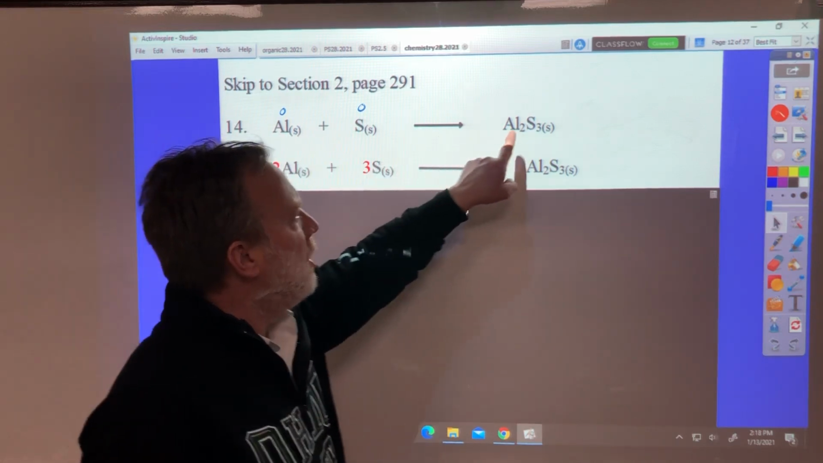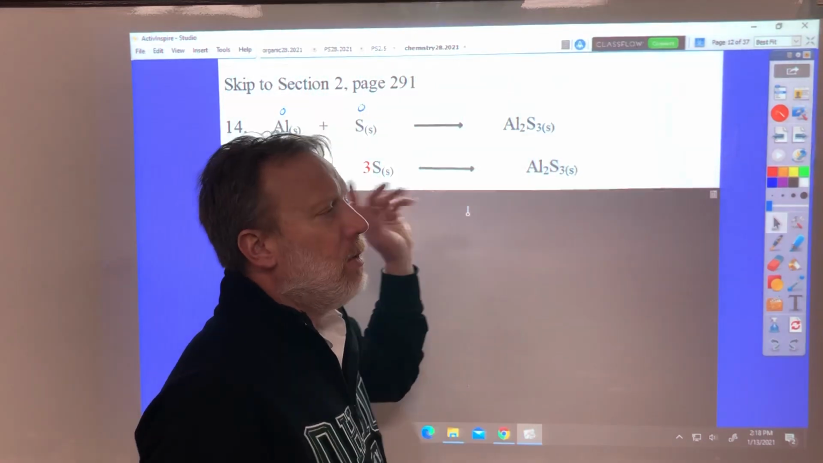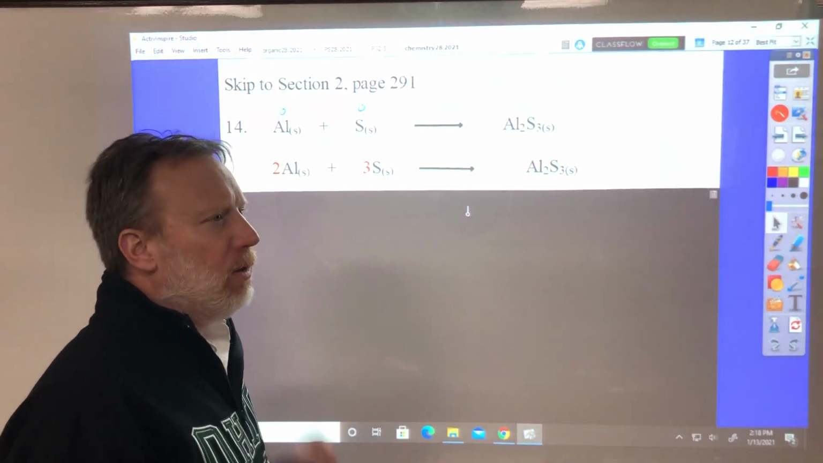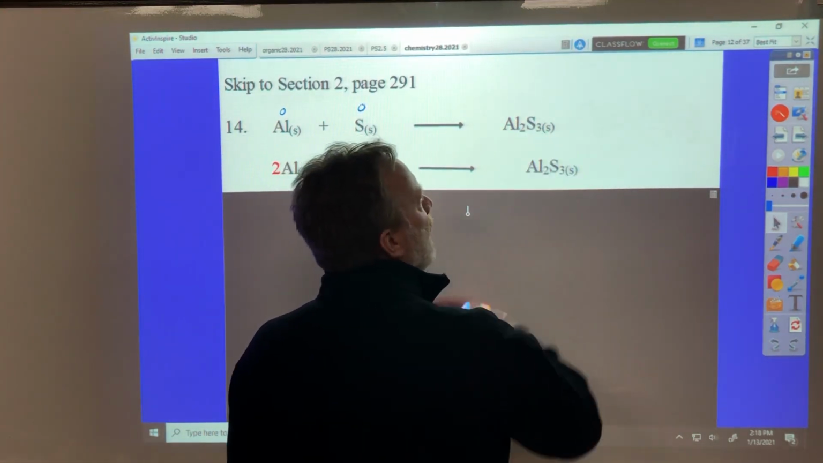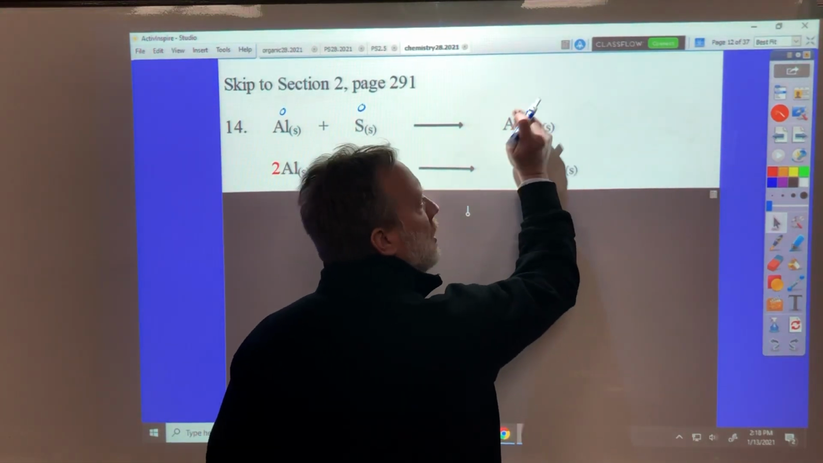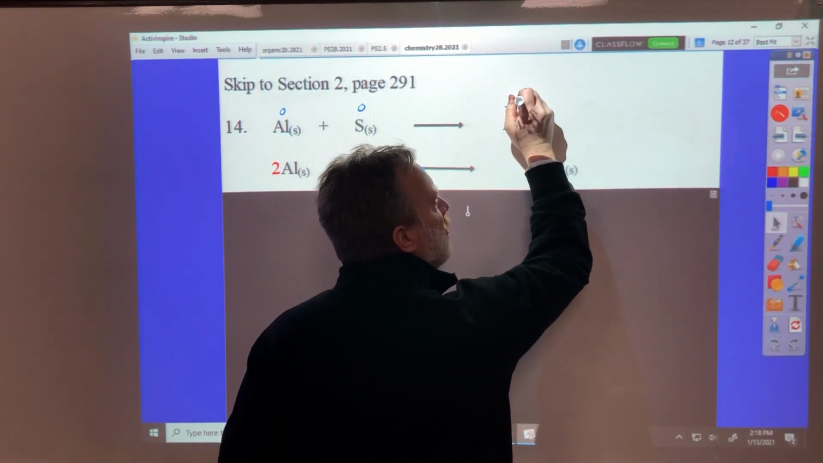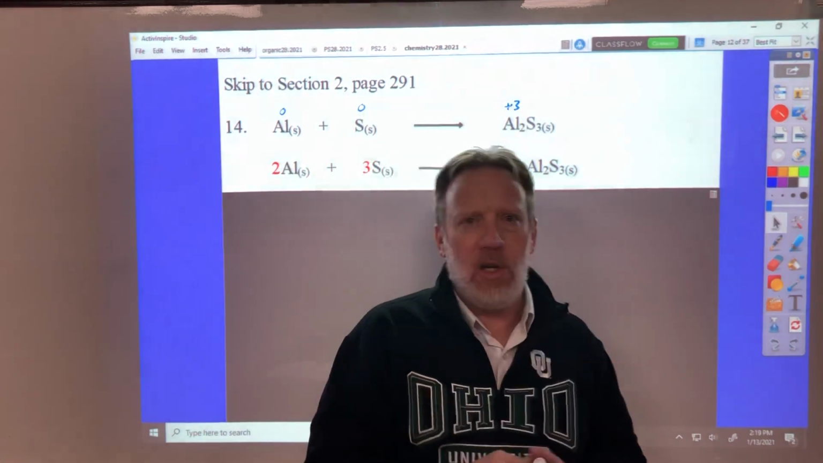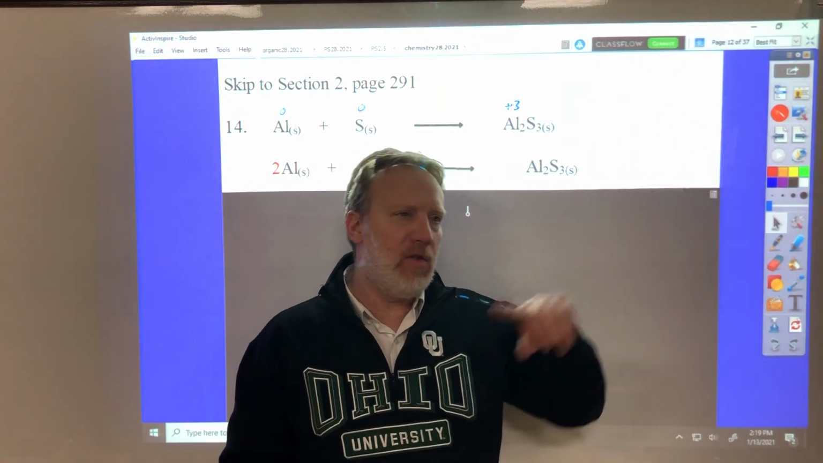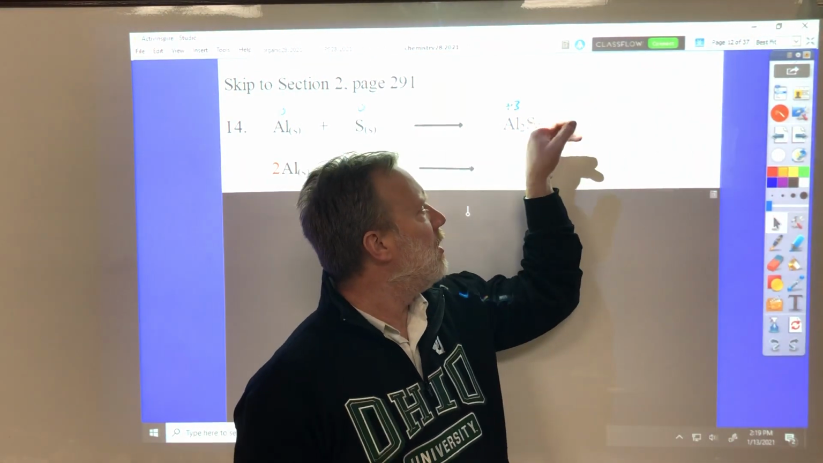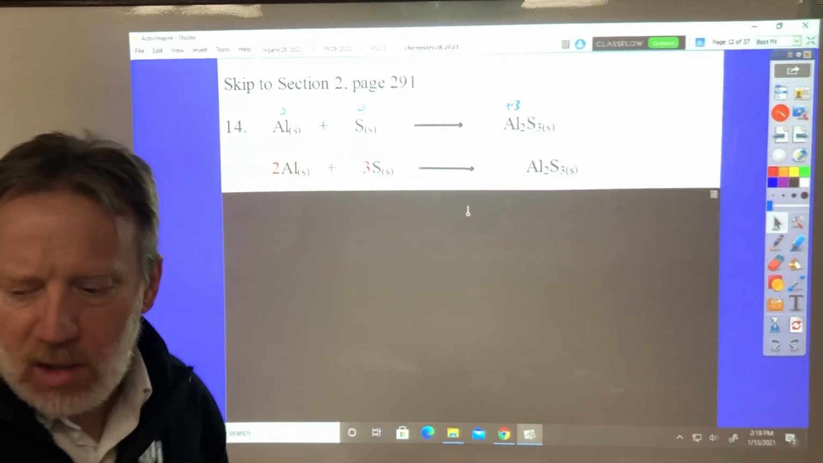But aluminum is giving electrons to sulfur. So by OIL RIG, oxidation is losing. Aluminum is becoming Al3 positive as its charge. So its oxidation number is positive 3. So with an oxidation number, the sign goes first and then the number. With charges, the number goes first and then the sign, and the charges are written over here. This is not a charge. It's equal to the charge via the oxidation number rules.